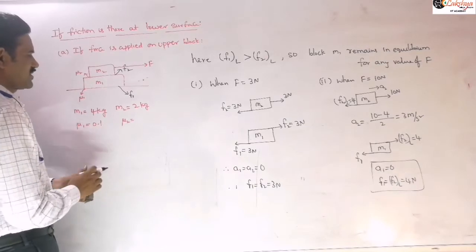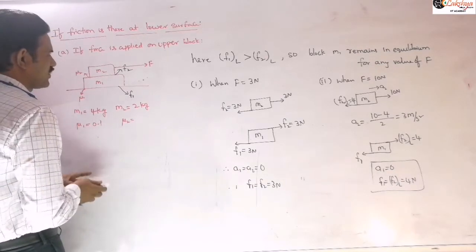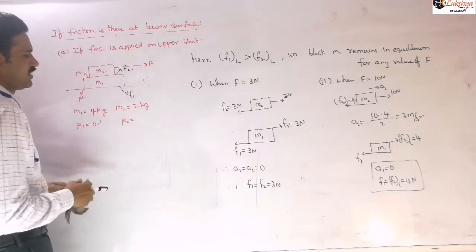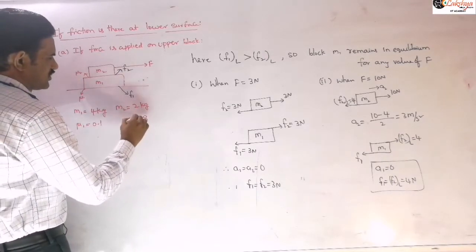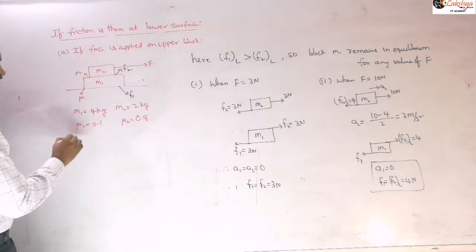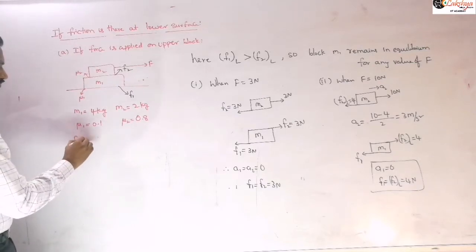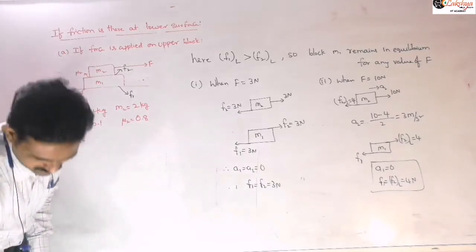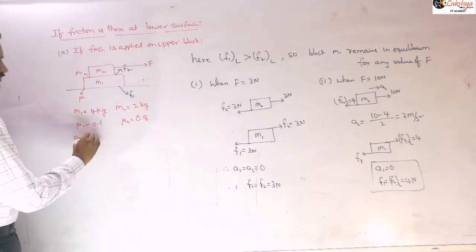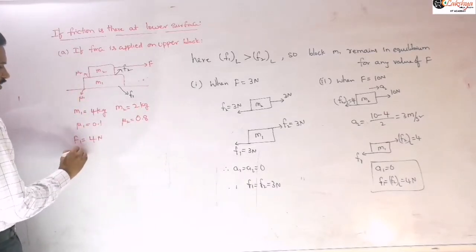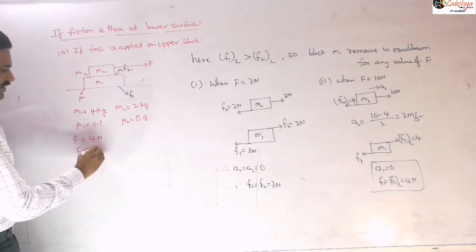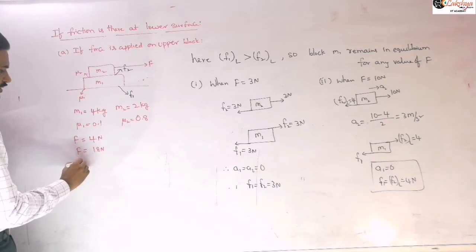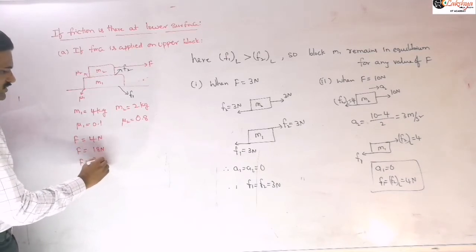And suppose I am keeping all these values here. That mu2 value I am taking as 0.8. So let us take this mu2 value as 0.8. And F1 is equal to, let us take that value as 4 newtons. That means this is one case here. And when F is equal to 18 newtons. And when F is equal to, let us take some 30 newtons here.